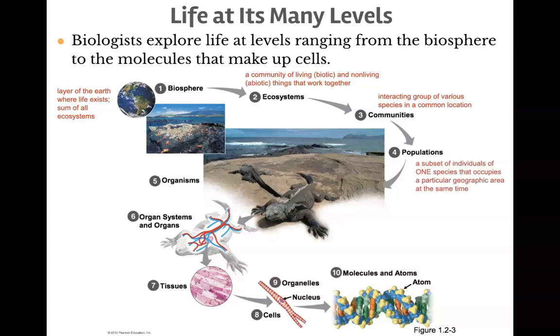Population then is going to be a subset of individuals of one species that occupy a particular location at the same time. So for population, maybe I'm looking at those iguanas and only those iguanas. Maybe I'm looking at the bacteria. Maybe I'm looking at a single species of bacteria. Maybe I'm looking at a single species of fish nearby on that island, and so forth. That's a population.